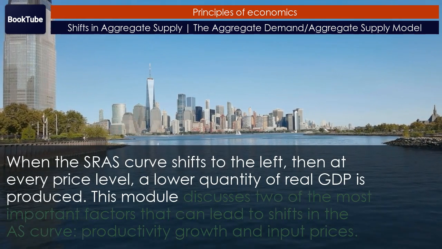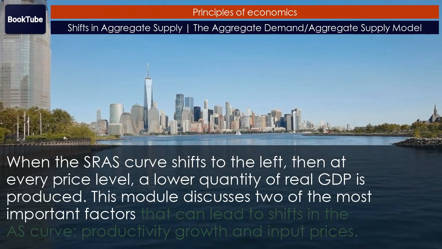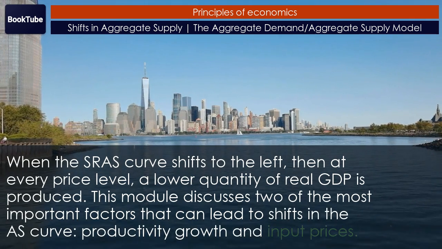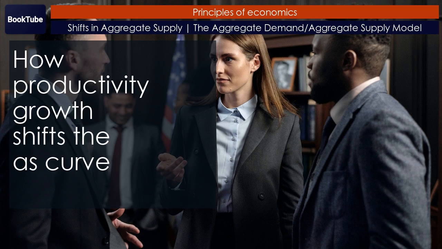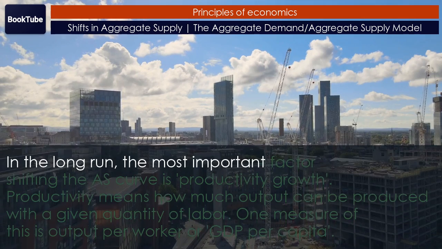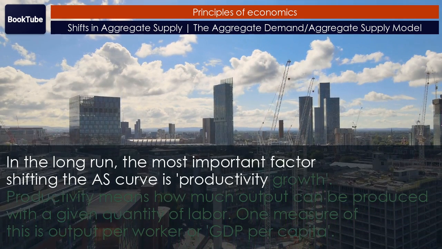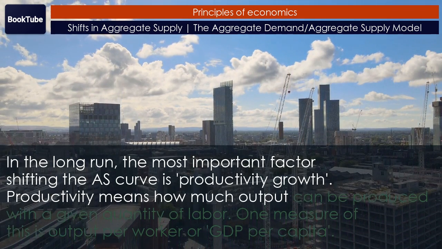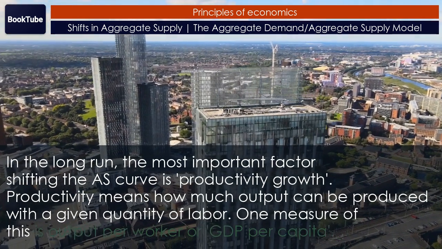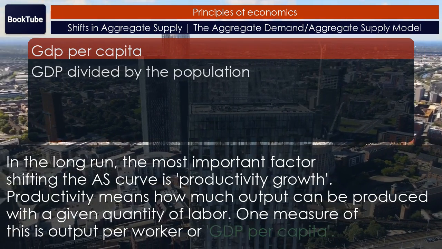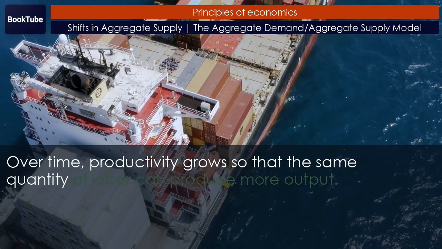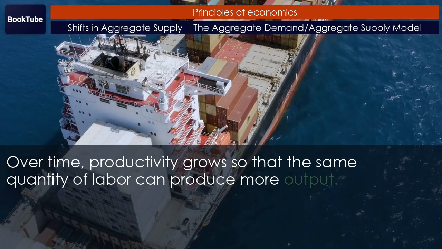This module discusses two of the most important factors that can lead to shifts in the AS curve: productivity growth and input prices. How productivity growth shifts the AS curve. In the long run, the most important factor shifting the AS curve is productivity growth. Productivity means how much output can be produced with a given quantity of labor. One measure of this is output per worker, or GDP per capita. Over time, productivity grows so that the same quantity of labor can produce more output.